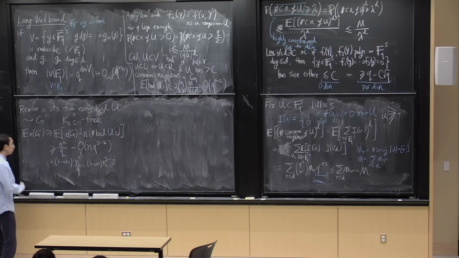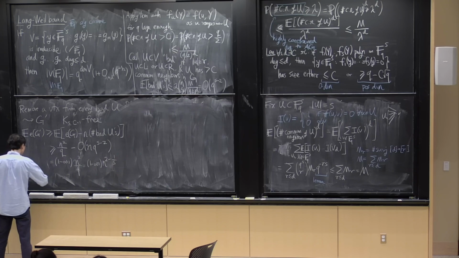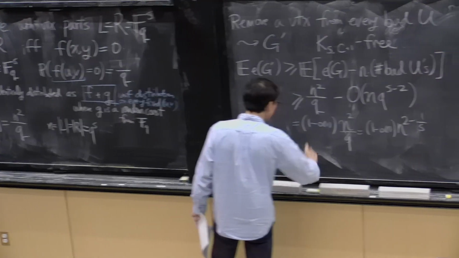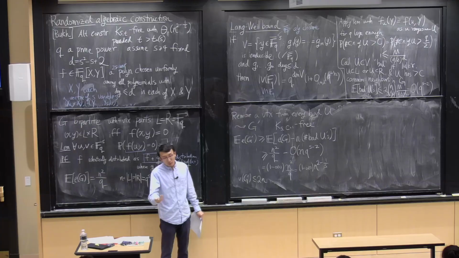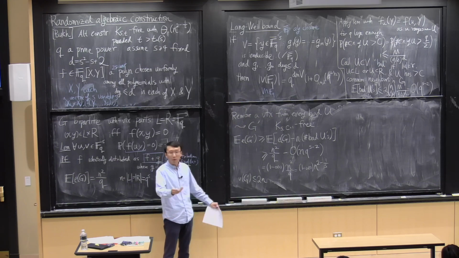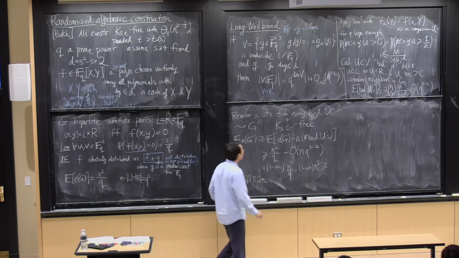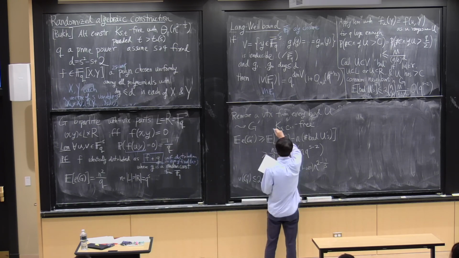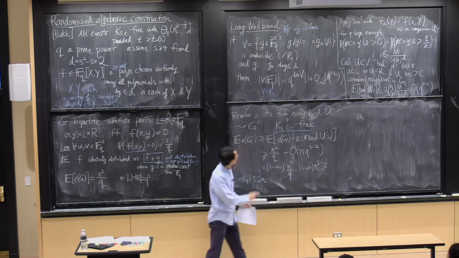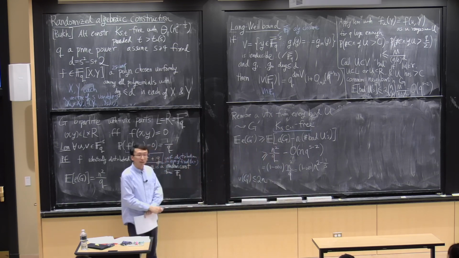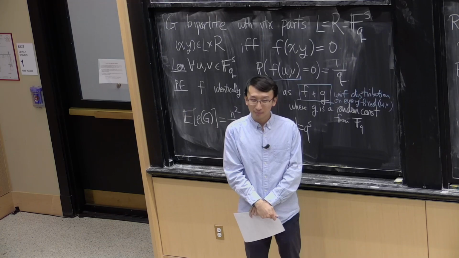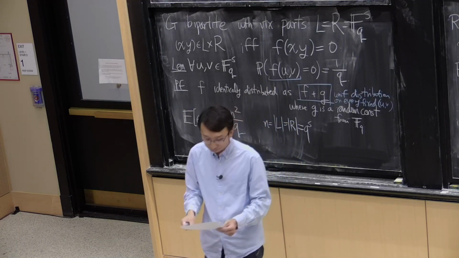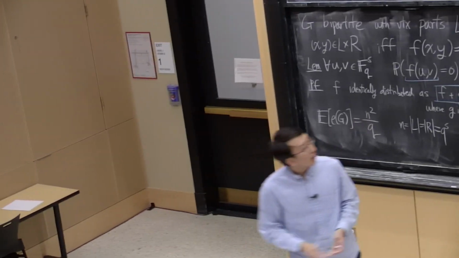Also, the graph has at most 2n vertices. We may have gotten rid of some, but actually fewer vertices the better. It has at most 2n vertices, and it is K sub S, T free for T large enough. Okay. So this gives you another construction of KST free graphs.